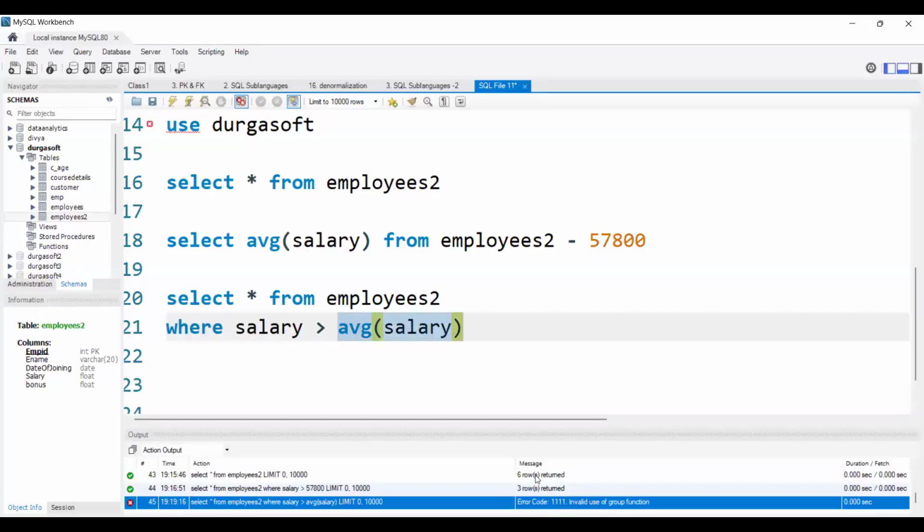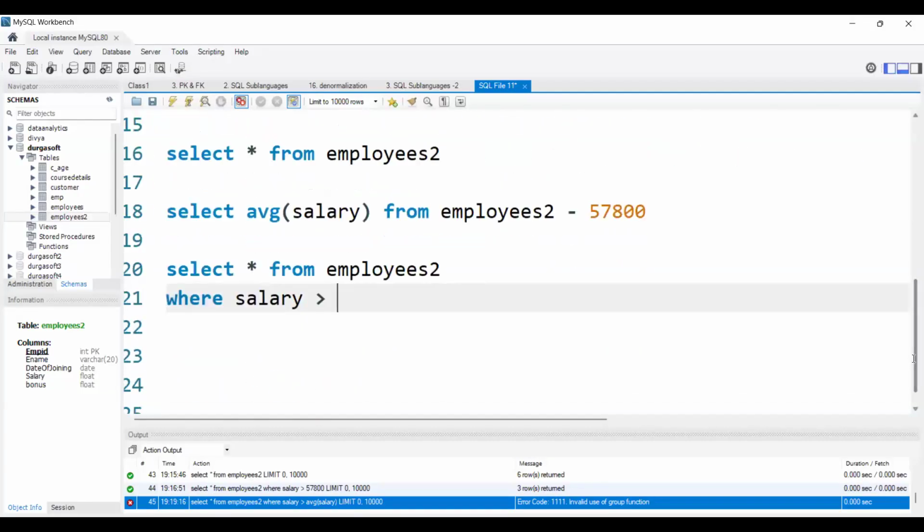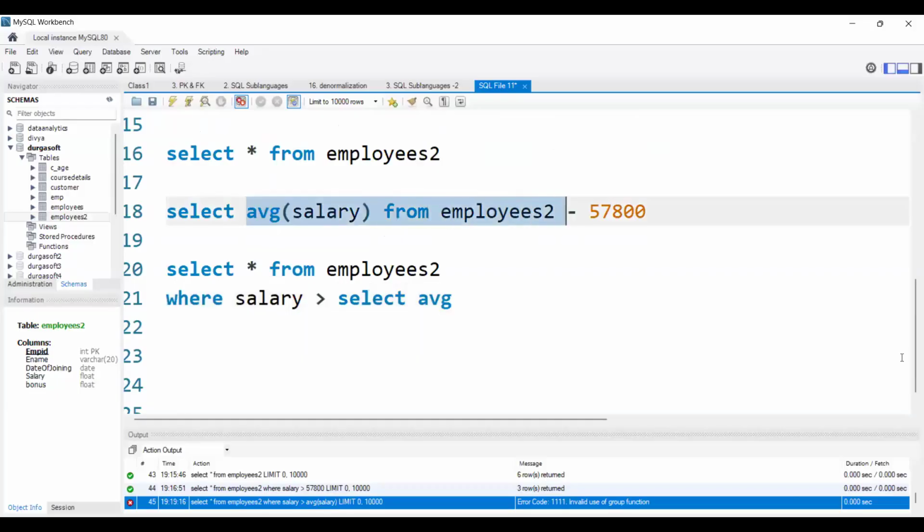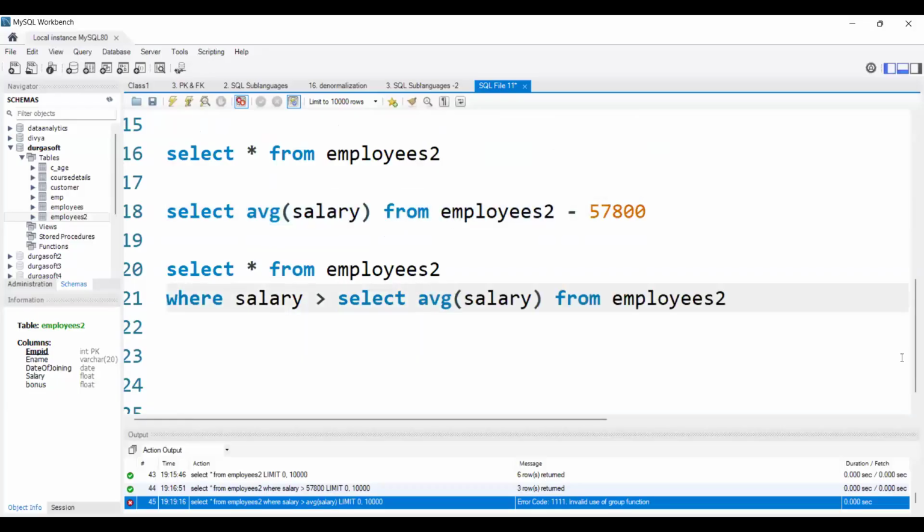I'm just trying to explain it in all the possible ways so that you can relate it with the other concepts. That's the reason I wrote it here. Now, to solve this question, I need to write a complete statement: select average salary from employees. But I need to keep some parentheses here. I need to write this query within the brackets.